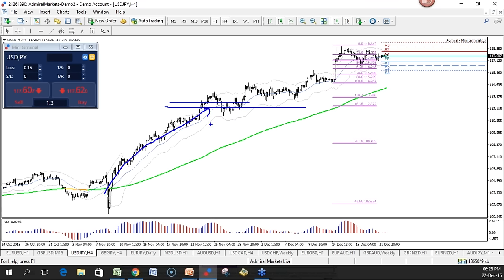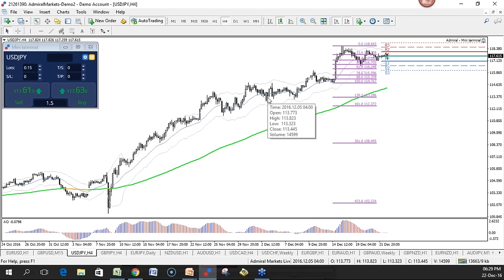Strong momentum, right? And this is just a correction. Of course, we have to keep an eye on support too. If price breaks through support, well, then you want to be on your toes. But as long as it's in this triangle, stays above support, stays above this moving average, things are good to go on the upside here on the dollar yen. It has been going up, as you can see.